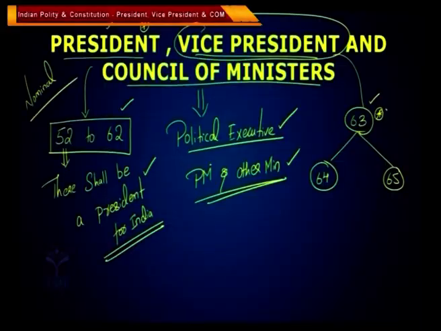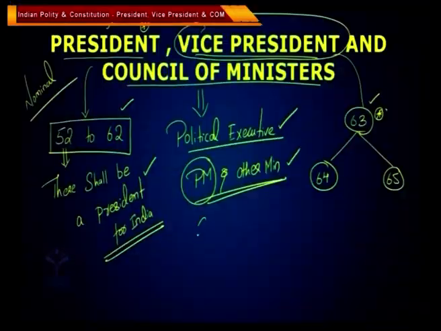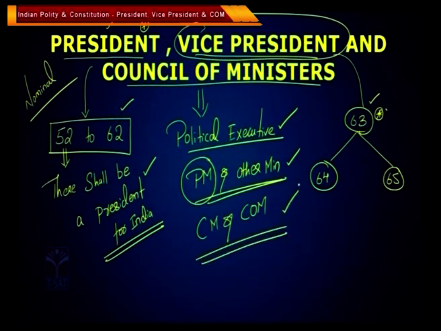But who is the head of all the ministers? The head of all the ministers is the Prime Minister, the first minister of all the ministers we have. The State Council of Ministers includes the CM, the Chief Minister, and the Council of Ministers of the state. We have other ministers such as the Irrigation Minister, Home Minister, Finance Minister, etc.